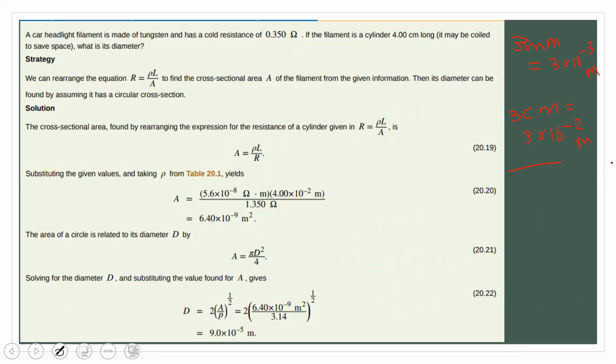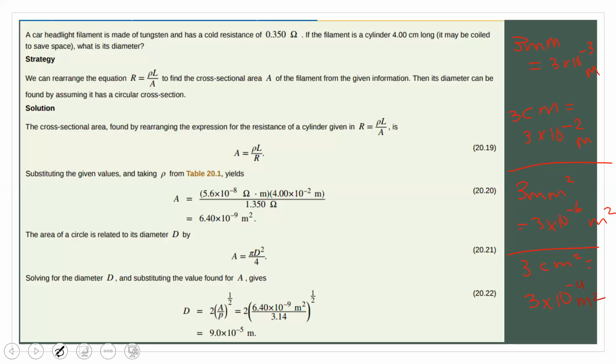And for the area, if I told you it's 3 millimeter squared, you have to say it's 3 times 10 to the power negative 6 meters squared. And if I told you it's 3 centimeters squared, you tell me it's 3 times 10 to the power negative 4 meters squared. Why? Because 1 centimeter is 10 to the power negative 2, so negative 2 squared is negative 4. Here, negative 3 is for length in meter. But for the area, it's negative 3 times 2, which is negative 6, because you add the exponents.